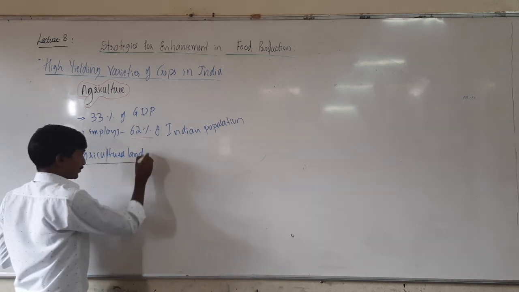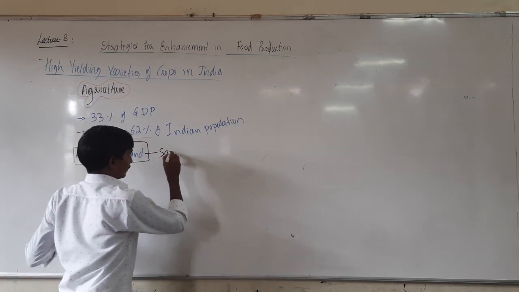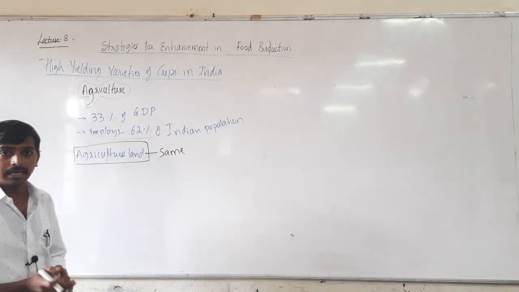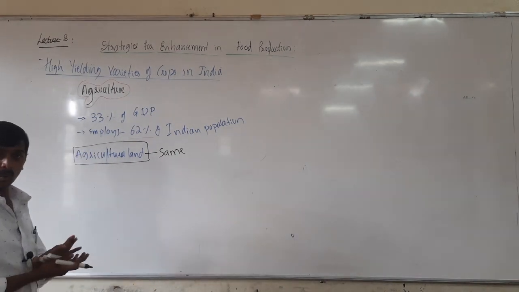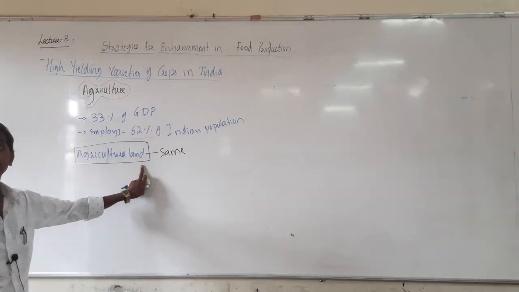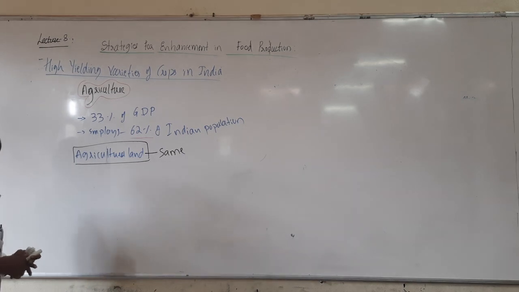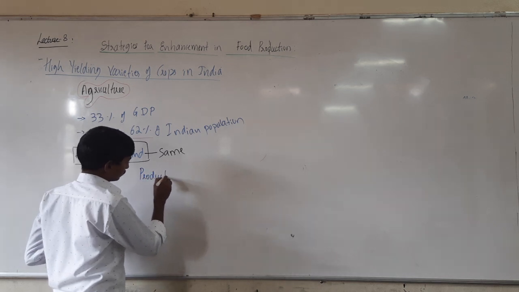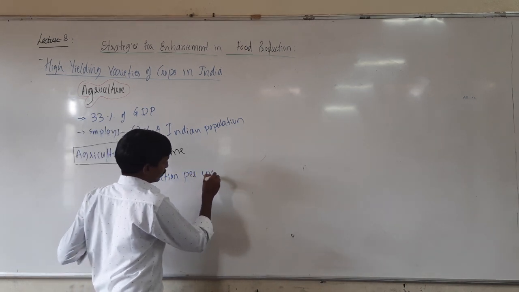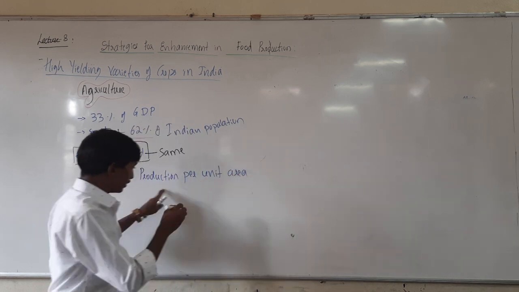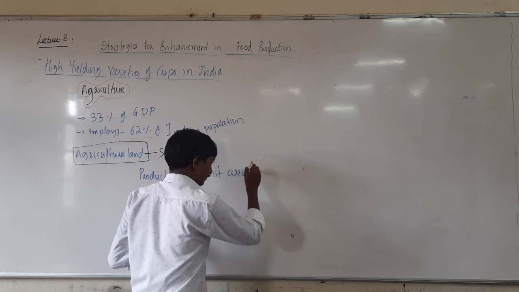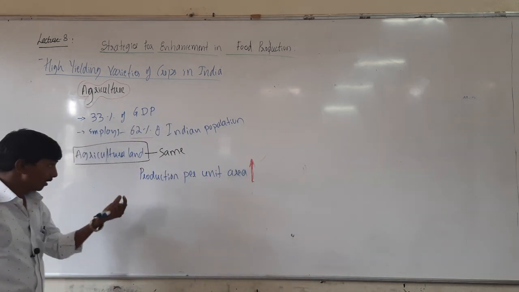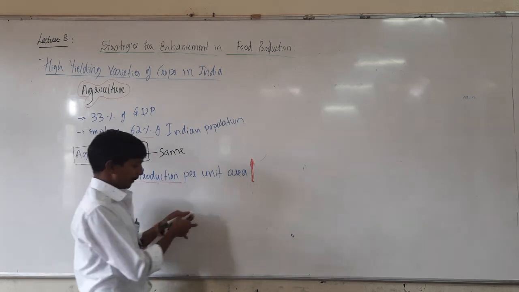Agricultural land is the same. It is not increasing. So with the same agricultural land, we need to increase the yield. Now the focus is production per unit area. This must be increased. Our focus must be on increasing the production of the crop per unit area.